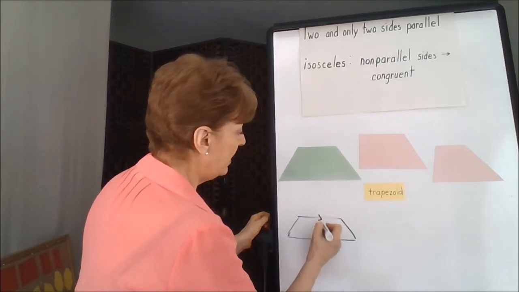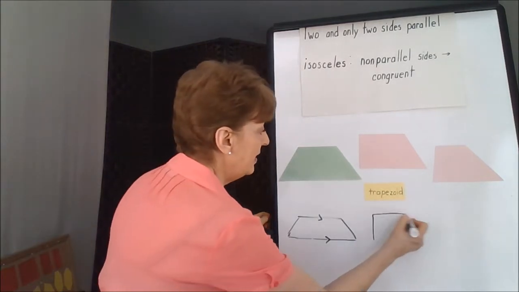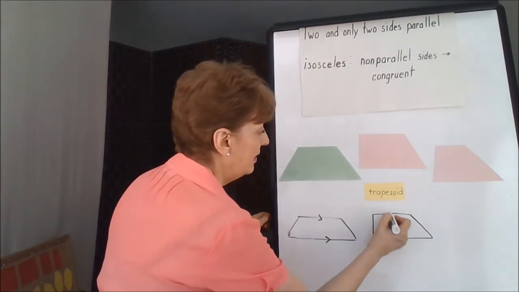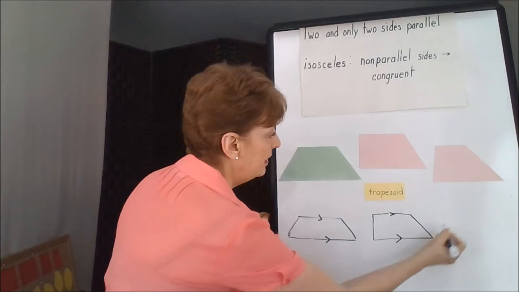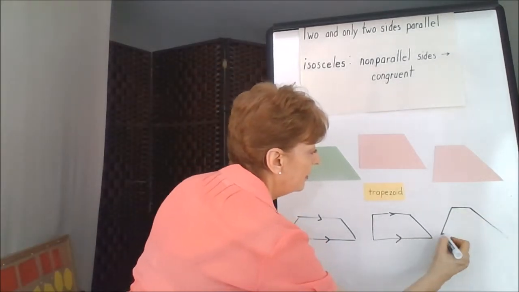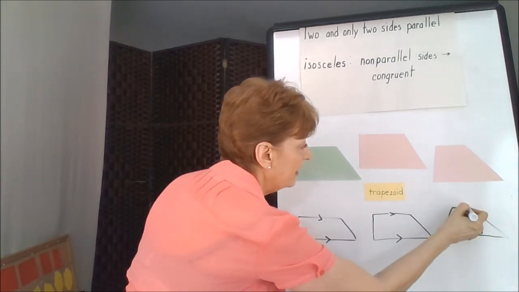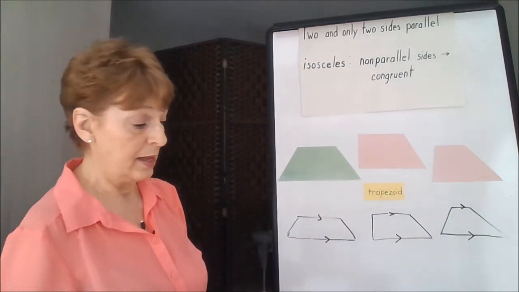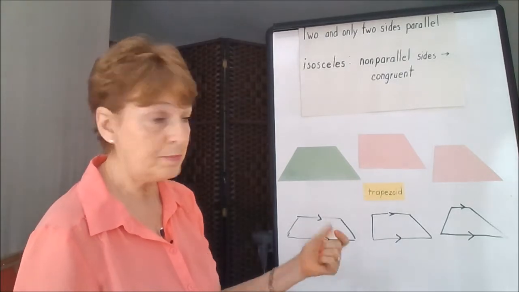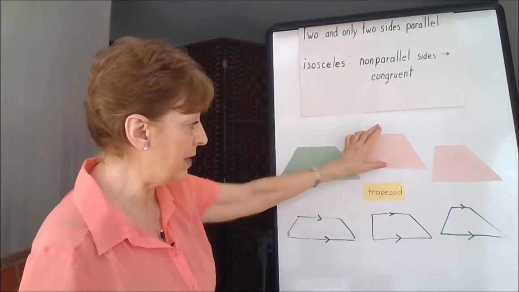a parallel side and a parallel. In this case, these two are parallel, and in this one, our parallel sides are, again, the top and the bottom. In other words, we can make this trapezoid sit on either one of the bases.